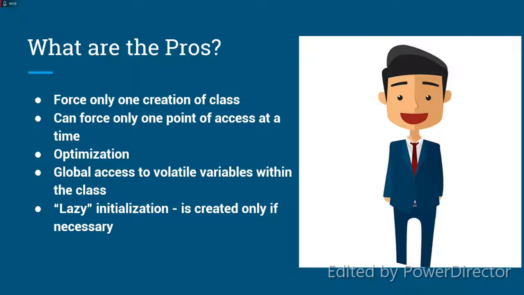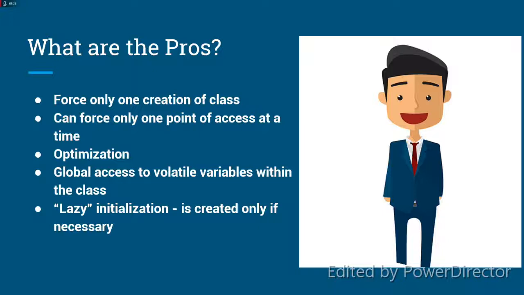So what does that mean? It basically means that there is only one instance of the singleton. You can force only one point of access at a time. Optimization is also really good because you don't have to loop through multiple objects to get to the singleton that you need. Global access to the volatile variables within the class.